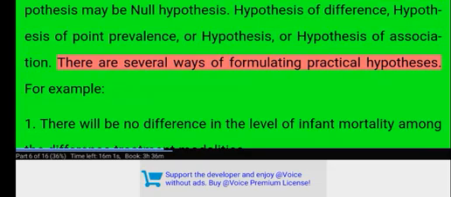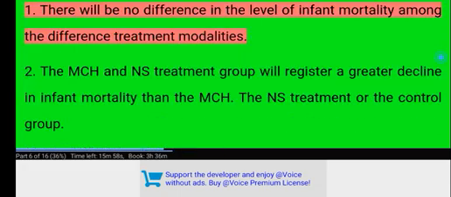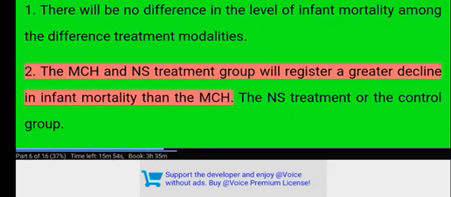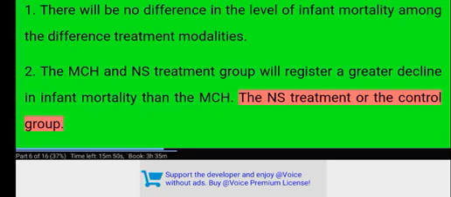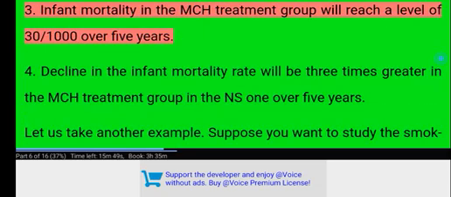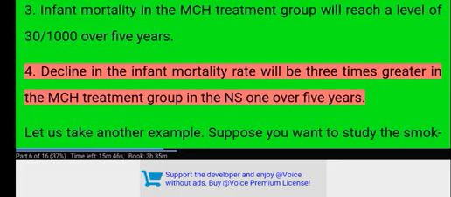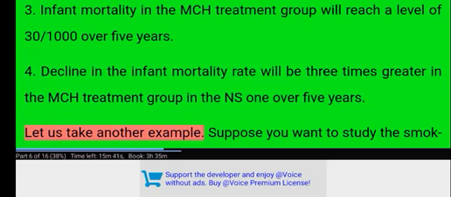There are several ways of formulating practical hypotheses. For example, 1. There will be no difference in the level of infant mortality among the different treatment modalities. 2. The MCH and NS treatment group will register a greater decline in infant mortality than the MCH, the NS treatment or the control group. 3. Infant mortality in the MCH treatment group will reach a level of 31 per thousand over 5 years. 4. Decline in the infant mortality rate will be 3 times greater in the MCH treatment group than in the NS group over 5 years.